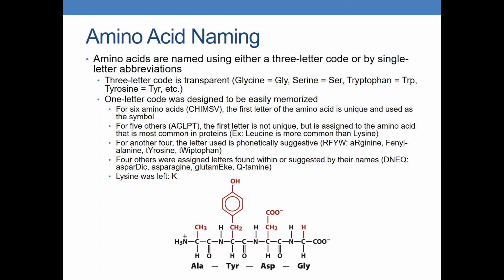So for the others, they are still somewhat phonetic. There are 4 others that are assigned based on letters found within their names, or suggested phonetically by their names. Aspartic acid. This is actually written as aspartic with a T, but it is named with a D based on the phonetics here. Asparagine is N. Glutamic acid is E. Glutamine is Q. So beyond a certain point here, I hope that you can see it's really going to be something of a memorization game.